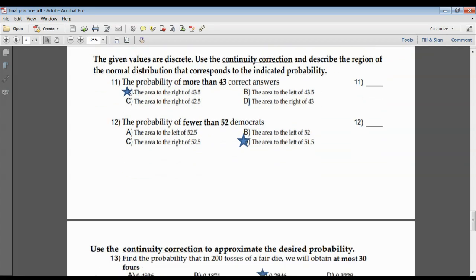Number 12, letter A. To the right of 43.5. Probability of fewer than 52. Well, fewer means I'm going to the left. First of all, subtracting 5/10 from 52, I got 51.5. Adding 5/10 to 52, I got 52.5. I'm going to my left. Now, the idea is, does fewer than 52 include 52? Well, no. So I can't very well start at 52.5. I got to start at 51.5 and go to my left. Continuity correction: adding and subtracting, finding out which way you're going, left or right, getting bigger or smaller, and then figuring out whether it includes the target value or not.